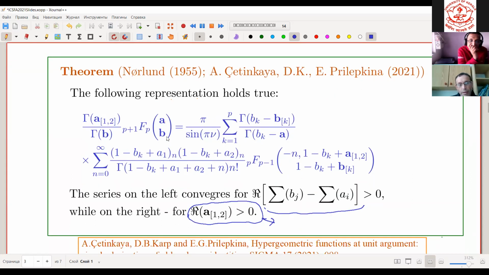If you separate the first m terms, you get a condition like a plus m greater than 0. And m you can choose arbitrarily, so you can always satisfy this. So in principle, this formula gives analytic continuation for any parameters. You just need to separate the first m terms if a1, a2 are small, say negative.